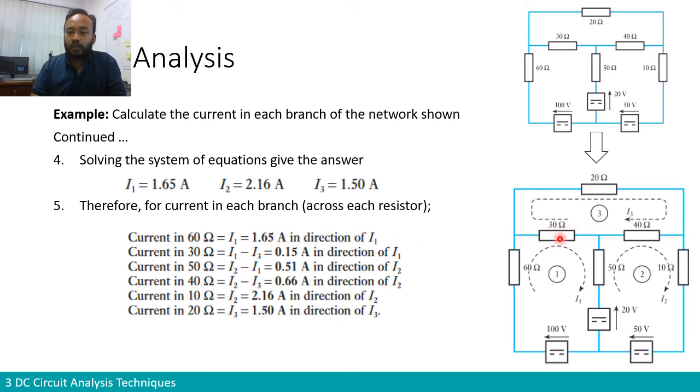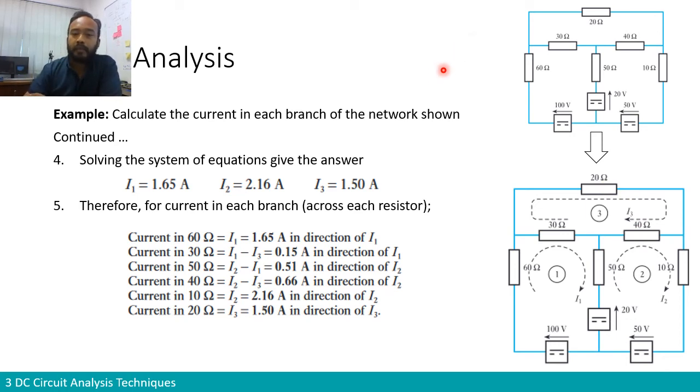But now for 30 ohm, from the point of view of the direction of I1, it is basically the interaction between I1 and I3. Therefore, you have to take I1 minus I3. That gives you 1.65 minus 1.5, so you get 0.15 amps. The same goes for the others. I'll let you try to do it on your own and find the answer that's given over here. To answer this question, you should calculate all the currents that go through each resistor. So that is mesh analysis.